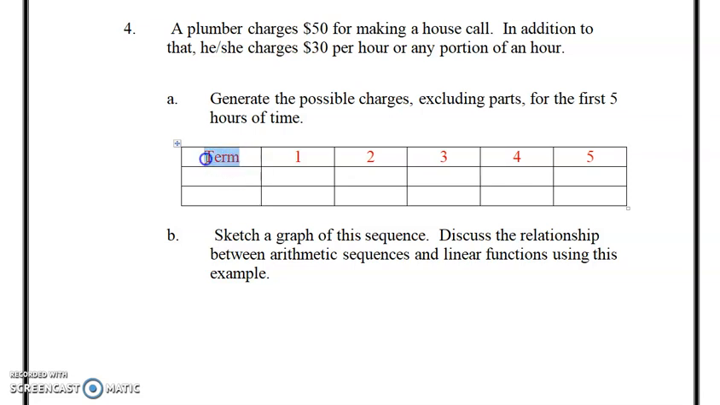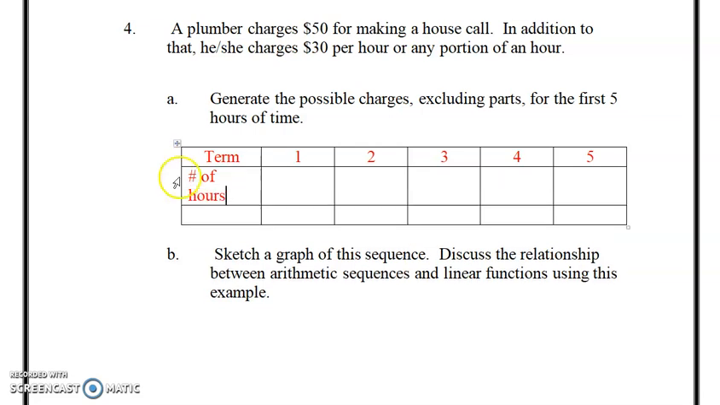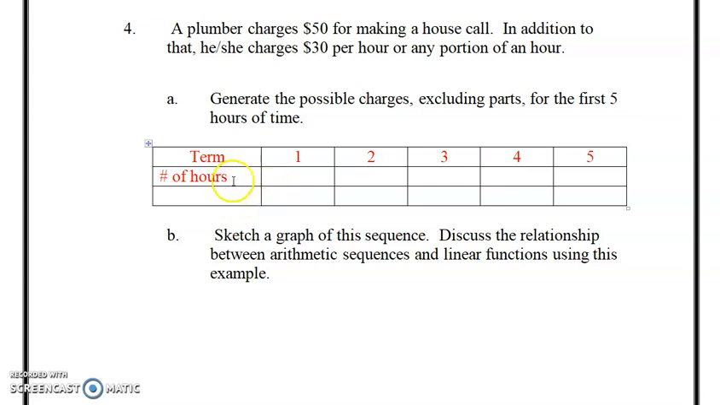So the first thing here, this is the term in the sequence, and then this is the number of hours worked. So put the number of hours worked there. And so you'll notice that coincides with the term. They're the same. And then the cost will be our next one. So the cost is going to be, and that's in $.